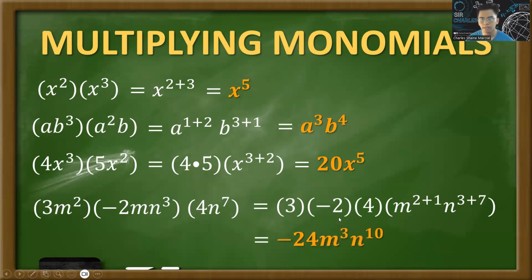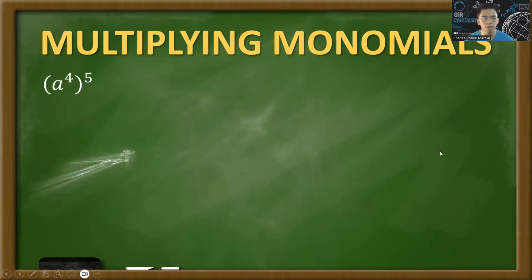So the final answer is 3 times negative 2 times 4, that is equal to negative 24. And then 2 plus 1 for m, that is equal to m cubed. 3 plus 7 for n, that is equal to n raised to 10. So that is basic. You will just multiply the bases and you will add the exponents of the same variables. Next example, using the power of power rule, a raised to 4 raised to 5.